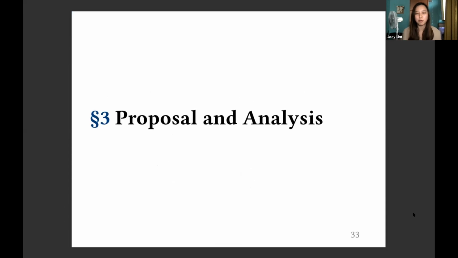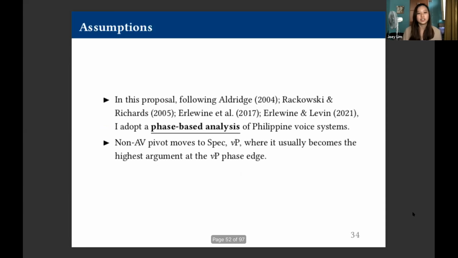Now I'll go into the proposal and analysis. In this proposal, I'll follow Aldridge, Rackowski and Richards, and Levin to adopt a phase-based analysis of the Philippine voice system. In this phase-based analysis, non-AV pivots move to spec vP, where it usually becomes the highest argument at the vP phase edge.